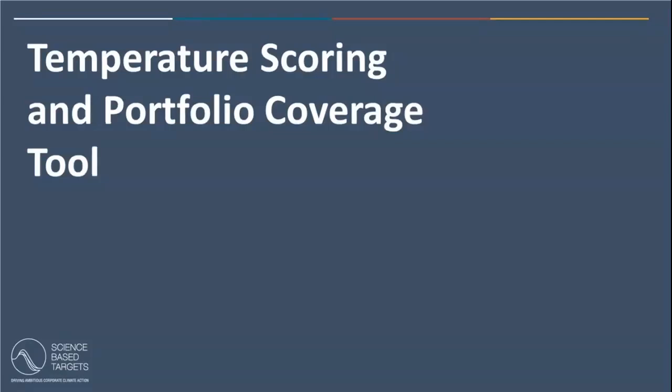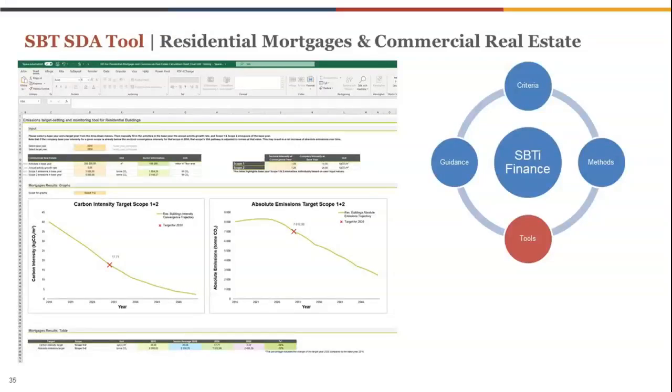So my name is Donald Indreed. I work with WWF, and I've been working on this methodology and the tool. Let's see if I can move the slides here as well. Good. So I'm going to take you primarily through the temperature scoring and portfolio coverage tool, but I also want to show that we do have other tools available, but those have been in the wild, so to speak, for a little while.